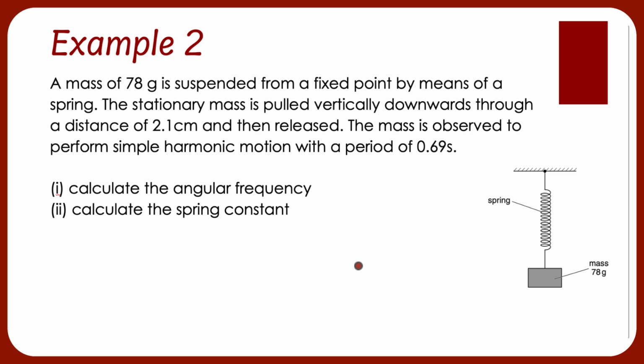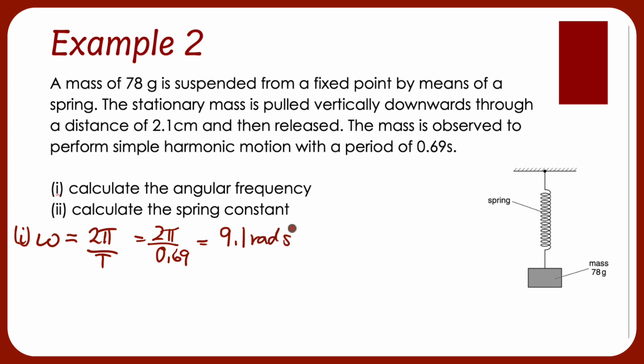A mass of 78 grams is suspended from a fixed point. The stationary mass is pulled down through a distance of 2.1 centimeters and then released. And we have a period of 0.69 seconds. Calculate the angular frequency. Okay, so omega is going to be 2 pi over the period. So that's fairly straightforward, and I pick up my calculator. I'm going to get 9.1 radians per second.